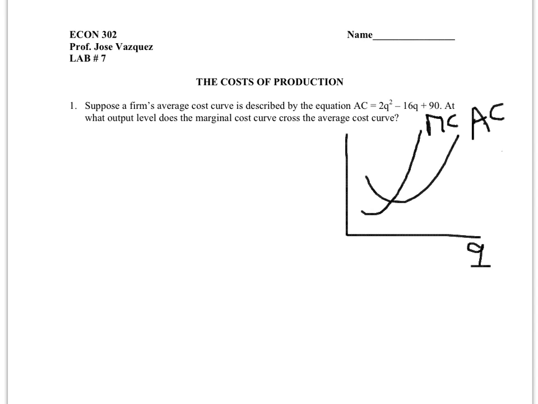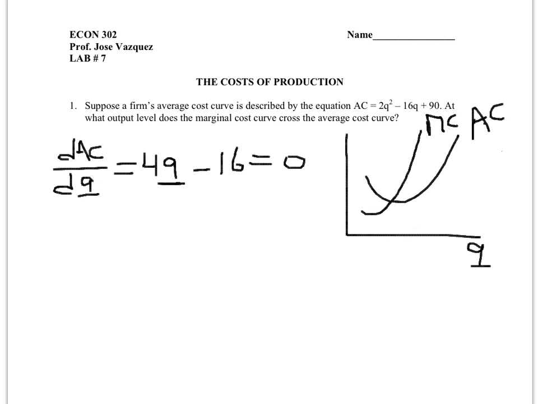So to find that, we need to take a derivative of that, which is 4Q minus 16. Make that equal to 0. So Q in this particular case is going to be equal to 4. And that is the level of output at which the average cost curve crosses the marginal cost curve. It's the lowest point of the average cost curve.